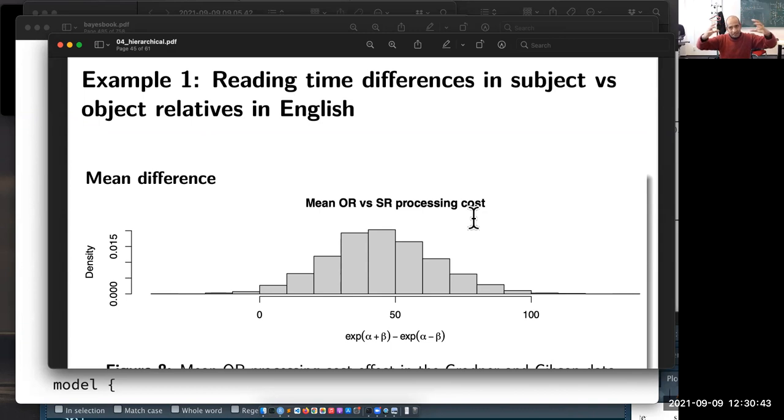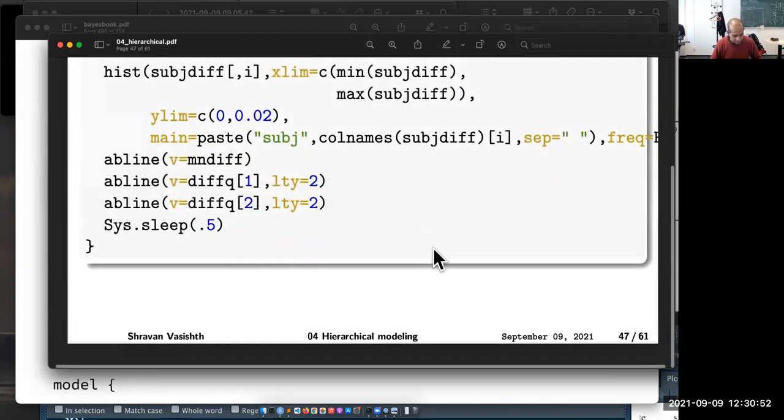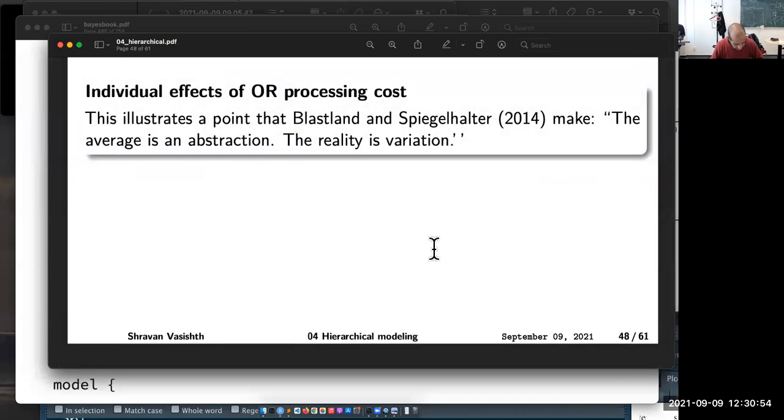This is not sufficient information to really understand what human beings are doing. You should also look at the individual level variation, and you should be able to explain it, right? That's why statisticians like Spiegelhalter, a famous statistician in Cambridge, often say something like the following: the average is an abstraction. The reality is variation.